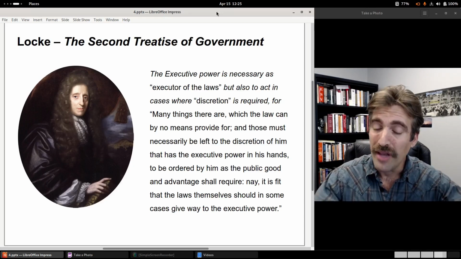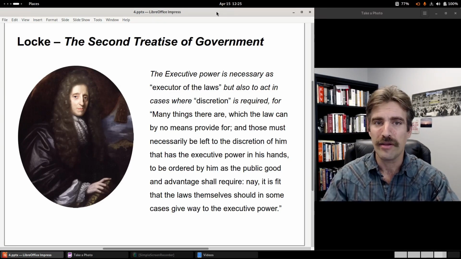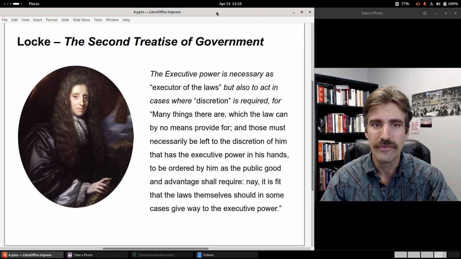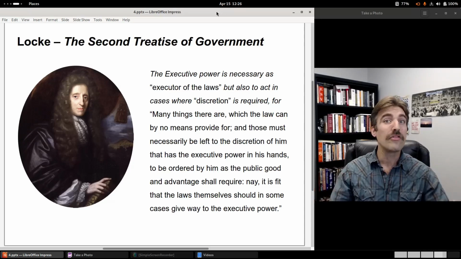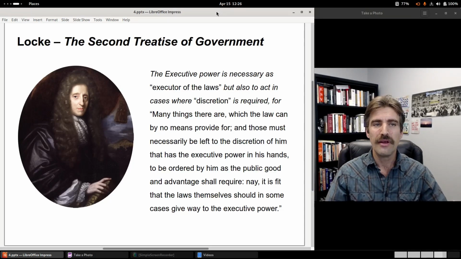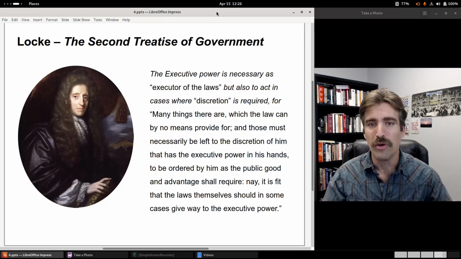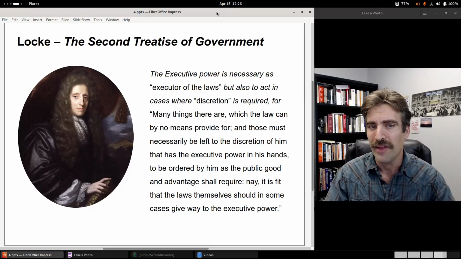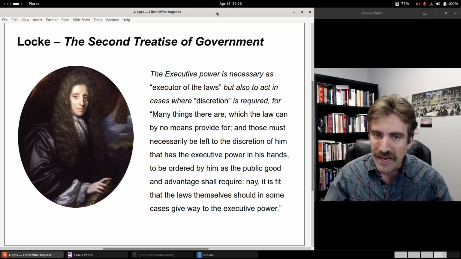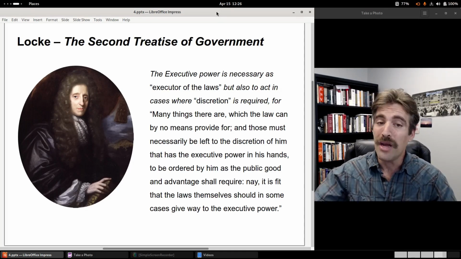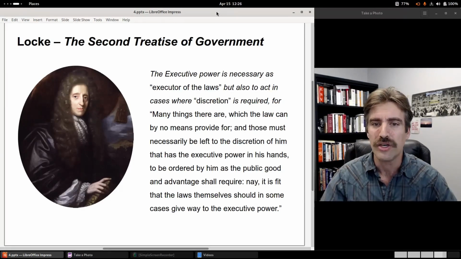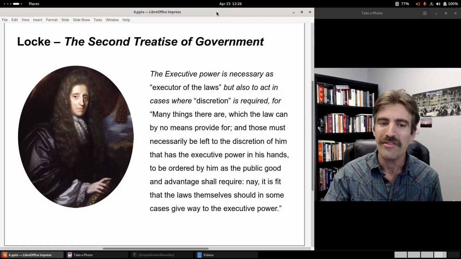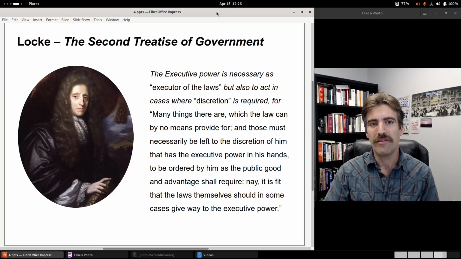The executive is necessary to civil government, Locke explains. It's necessary as the, quote, executor of the laws. But it's also necessary where discretion is required. Locke explains there are many things, quote, which law can by no means provide for, and those must necessarily be left to the discretion of him that has the executive power in his hands, to be ordered by him as the public good and advantage shall require. Nay, it is fit that the laws themselves should in some cases give way to the executive power.